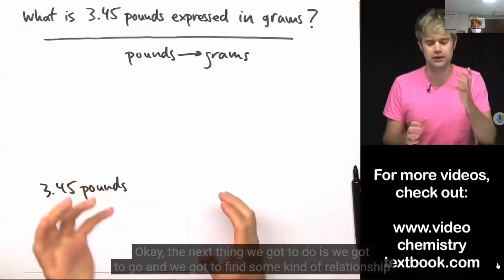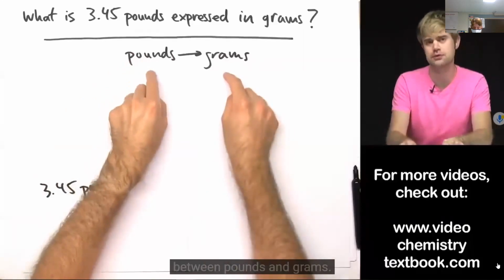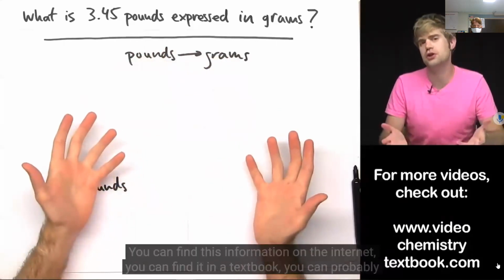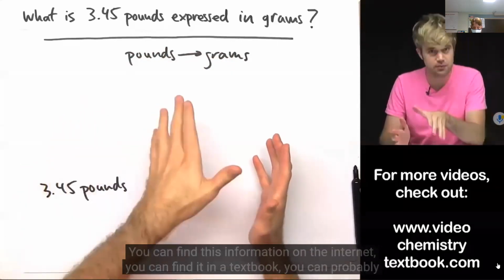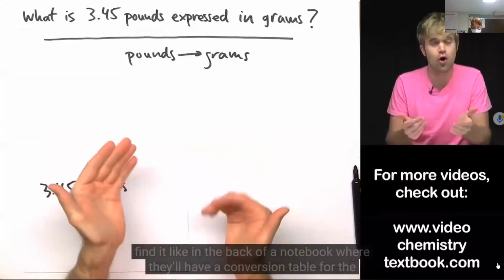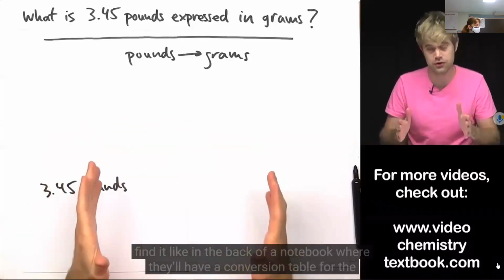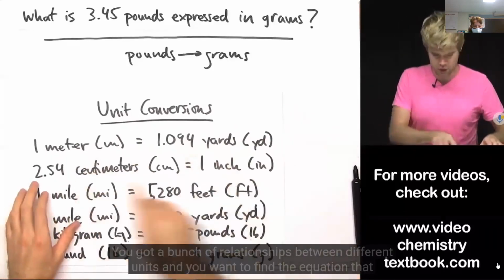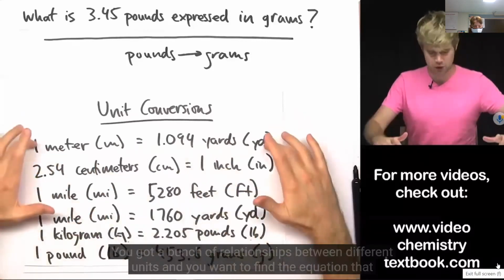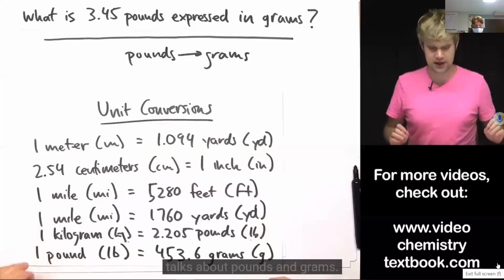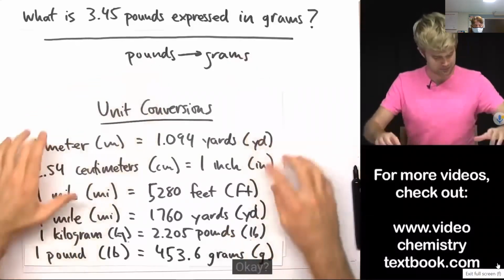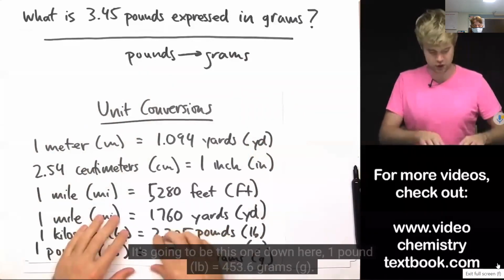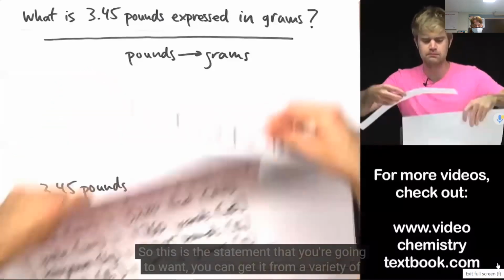Okay. The next thing that we got to do is find some kind of relationship between pounds and grams. So how many pounds are there in how many grams? You can find this information on the internet. You can find it in a textbook. You can probably find it in the back of a notebook where they'll have a conversion table for the units. It's going to look something like this. We've got a bunch of these relationships between different units, and you want to find the equation that talks about pounds and grams. Okay, so it's going to be this one down here. 1 pound equals 453.6 grams.